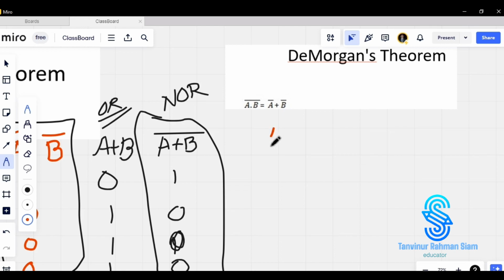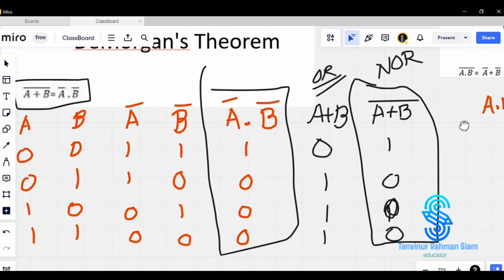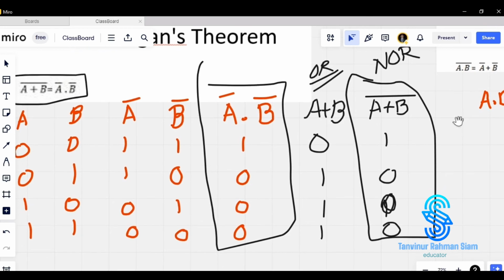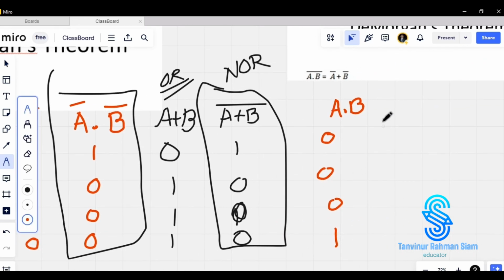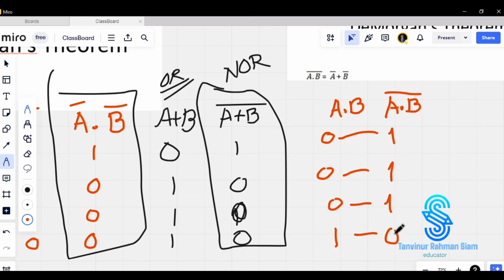So we are using A dot B. At first of all, A dot B. Do we have A plus B? No, we don't have A plus B. So what will be the answer? A dot B, that is AND gate. AND gate, we will have 1 1, so here we will have 1 0 0 0. After that, A dot B bar. So 0 will turn into 1, 0 will turn into 1, 0 will turn into 1, 1 will turn into 0. Done.